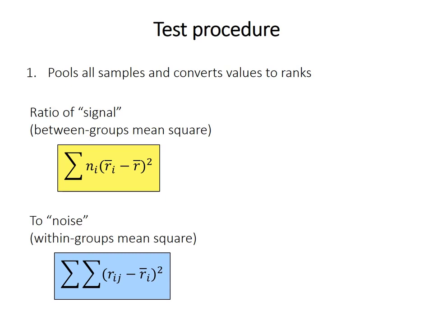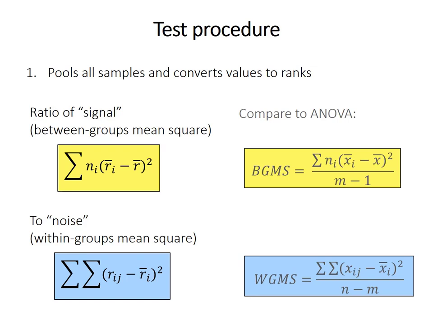So remember from the Mann-Whitney U test video that ranks are just the order of the data. So the smallest value will be 1, the second smallest will be 2, and so forth. With these formulas here, if you compare them to ANOVA for the between groups and within groups mean square, you can see the similarities. We're just performing ANOVA here, but instead of the data, we're using the ranks.